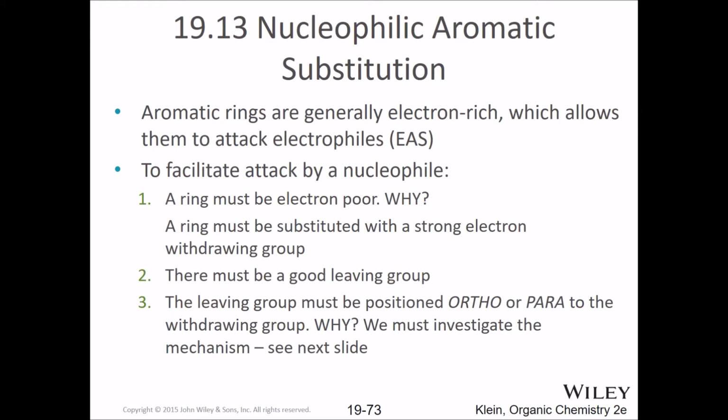Aromatic rings are generally electron rich, which allows them to attack electrophiles. Now, to facilitate attack by a nucleophile, a ring must be electron poor. Why must a ring be electron poor? A ring must be substituted with a strong electron withdrawing group. Can you think of any strong electron withdrawers?